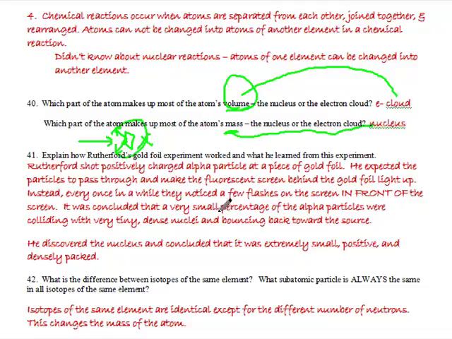Now, if a great percentage of these alpha particles bounced back, if a ton of them hit and bounced back, hit and bounced back, if that happened a lot, then he would conclude that the nucleus wasn't so tiny. He would conclude that the nucleus is bigger because more particles are hitting it. But because just a few hit it, it must be very tiny. So he discovered the nucleus, and he concluded that it was extremely small, it was positive, and it was very densely packed. All the things inside of it were packed in tight together.